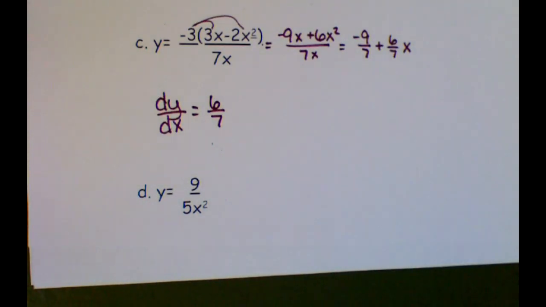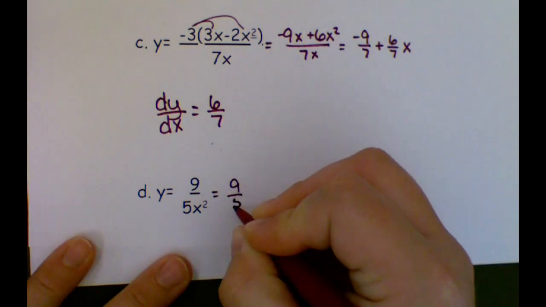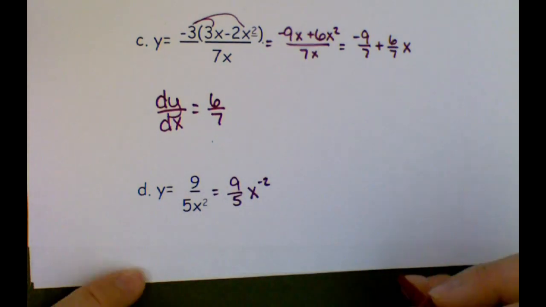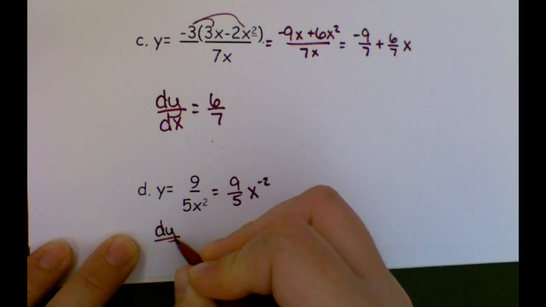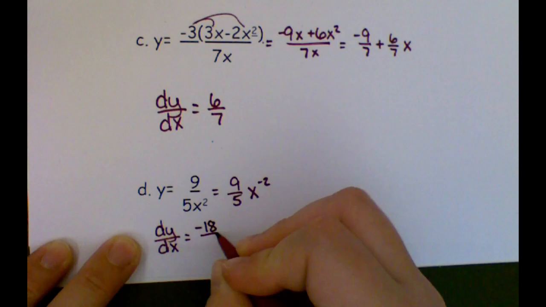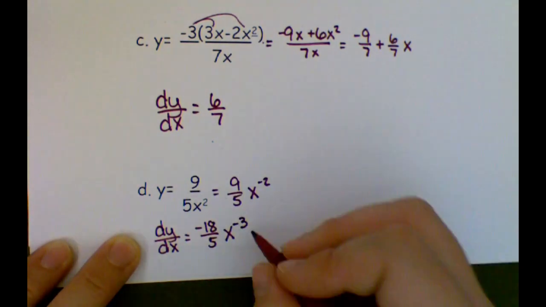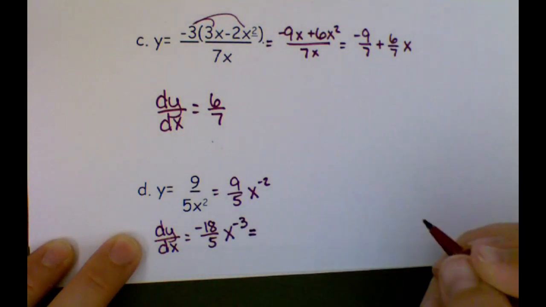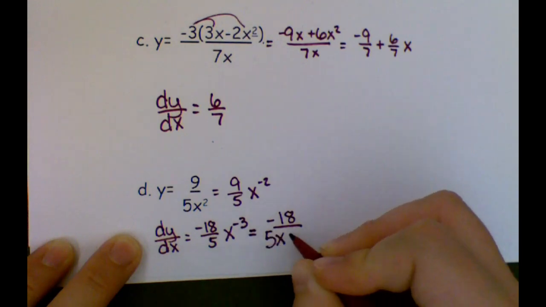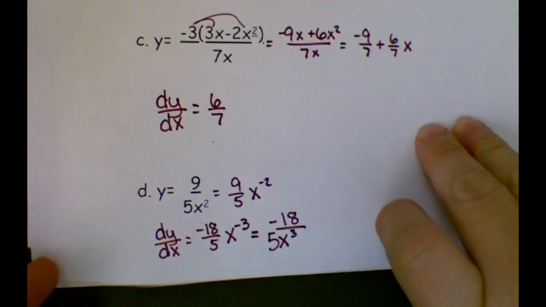And finally, for part D, when I rewrite this one, I want to call it 9/5 times x to the -2nd power, since my x is in the denominator. Well, to get my derivative, dy/dx, I bring down my -2nd power, so I get -18 over 5. And I subtract 1 from the power, making it a -3. Now, we don't like to leave negative exponents usually, so we're going to drop it into the denominator. 5x to the 3rd power. So -18 over 5x cubed.